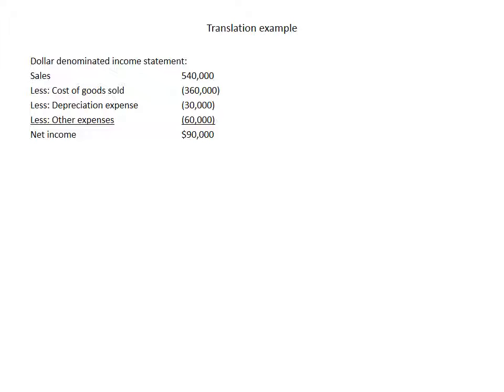Okay, so let's go ahead and set up the dollar-denominated income statement. We have sales in dollars, less all of our various expenses in dollars, gives us our income in dollars. And we have the following equity method entries. Again, this is an 80% owned subsidiary.